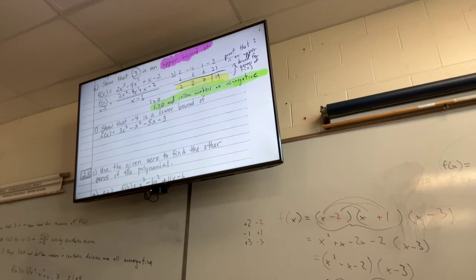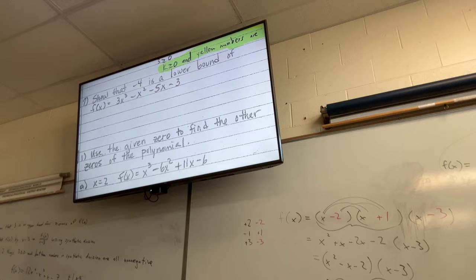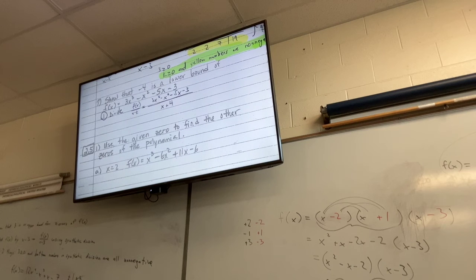Okay? Let's do the same thing, but for lower bounds. There's 2 things we gotta show. So we're gonna do the same thing. We're gonna divide f of x, which in this case is 3x cubed minus x squared minus 5x minus 3, over x minus minus 4, or x plus 4. So we're going to do that division, and we're going to note that negative 4 is less than or equal to 0.